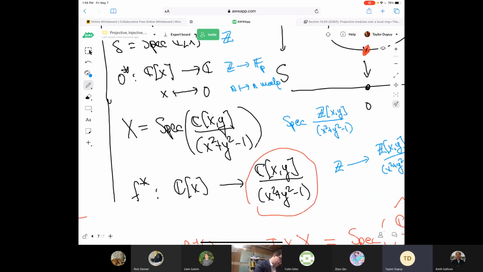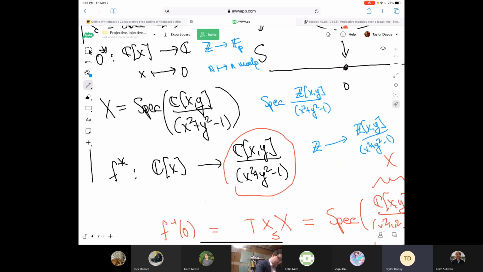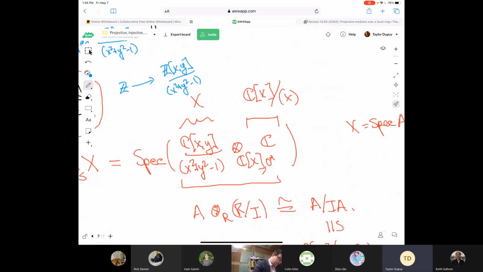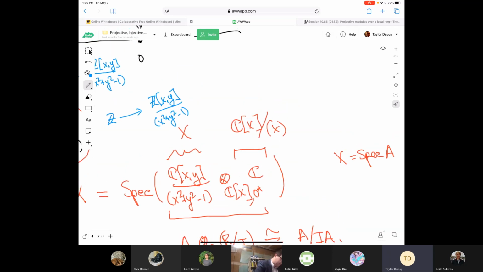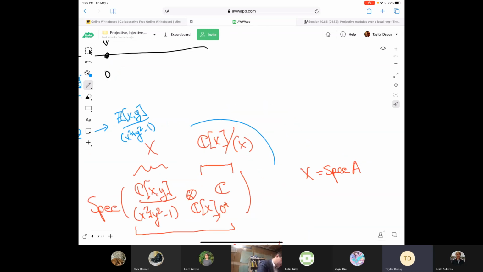I don't really like the name 0 here anymore, but whatever. We can still compute the fiber. So give me your favorite prime. Well, I guess we don't need to do it for a particular prime. We can do it for all primes at the same time. But now this thing here, what does it become?